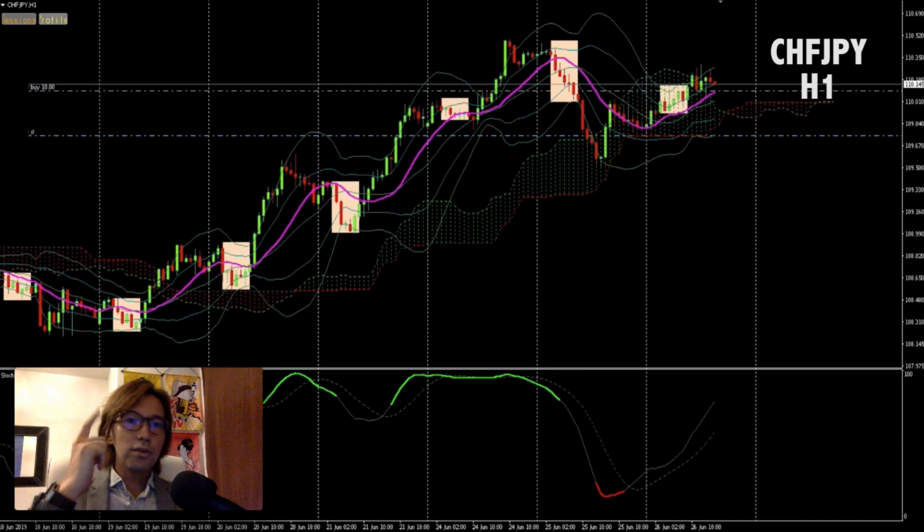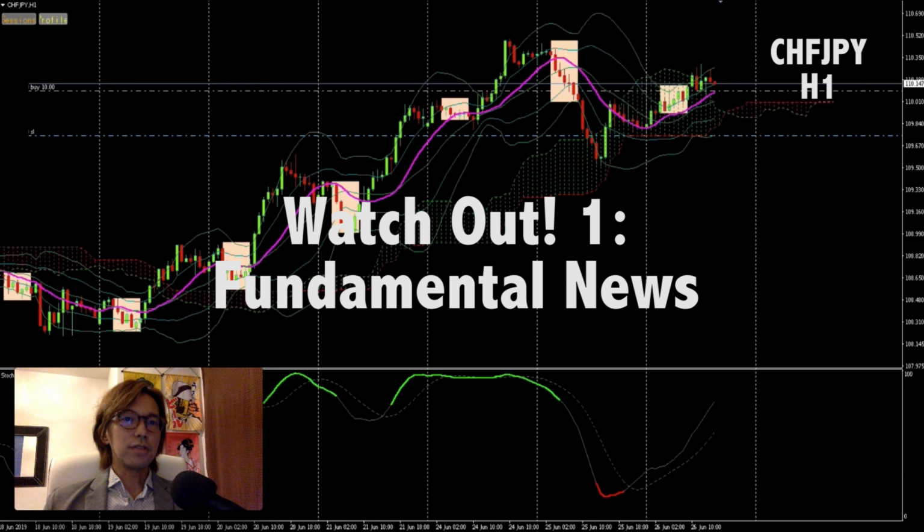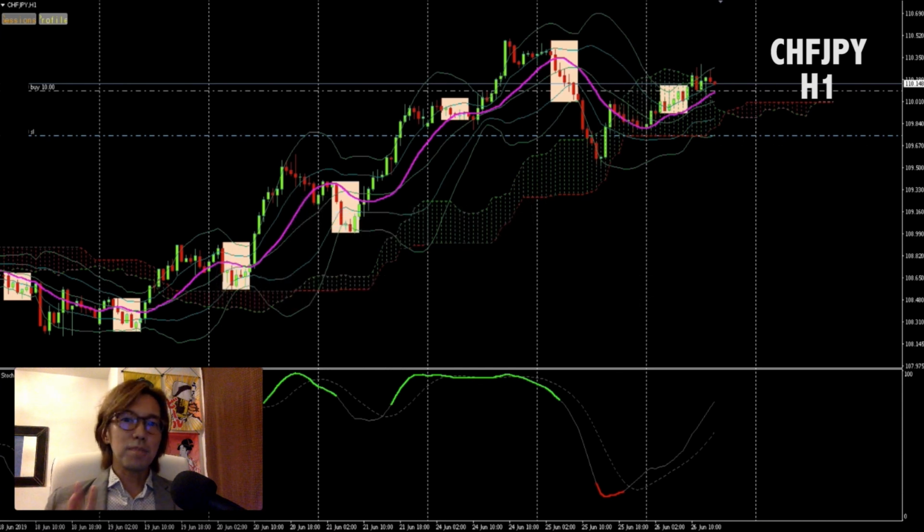Now, there are two things you should be careful about when using this strategy. One is when there's some kind of big fundamental news related to the currency pair. In that case, you should watch out because the price could spike in either direction no matter what. So always make sure to check the economic news on that day related to any currency pairs.